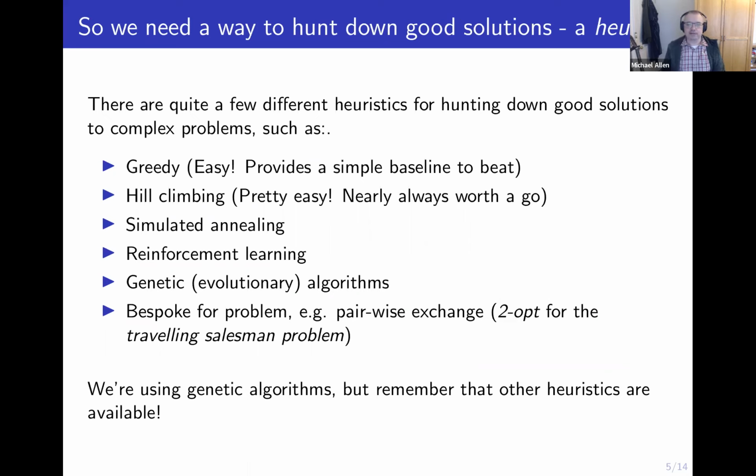We want a heuristic. I'm going to talk about a particular type of heuristic, a genetic algorithm, which I think Elliot has told you about. I'll show you a specific kind that we use, which I think is very nice for this type of problem. But I should say there are other solutions. The easiest thing to always start off with is a greedy algorithm.